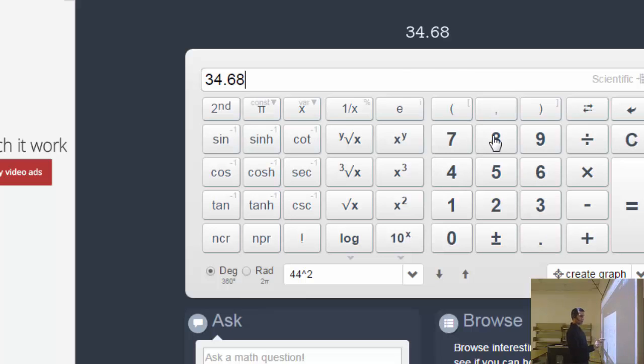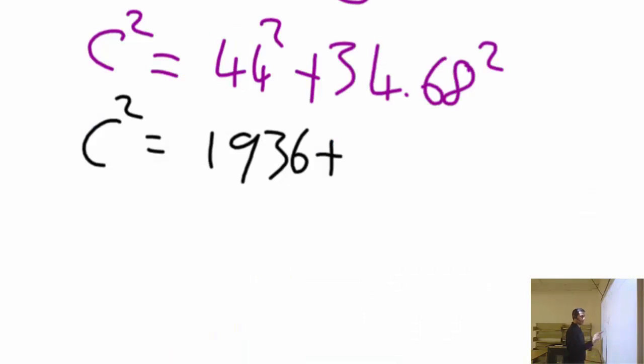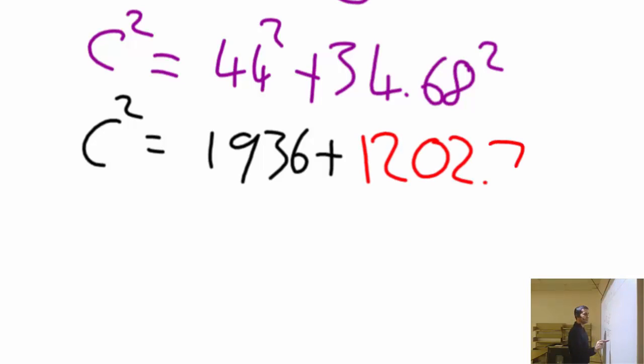I'm going to get a number, and I'm going to round this to the nearest hundredth. The third digit is 2, so I'm not going to give 1 extra, and the next number I have is 0. I'm going to ignore that. Simply I'm going to write down 1202.7. So I'm going to add these two numbers.